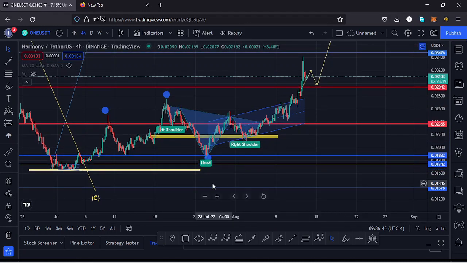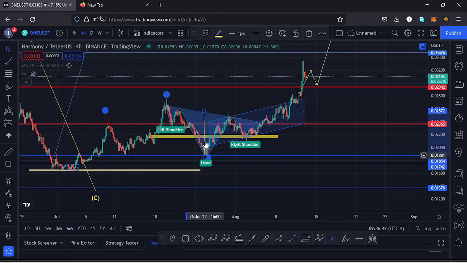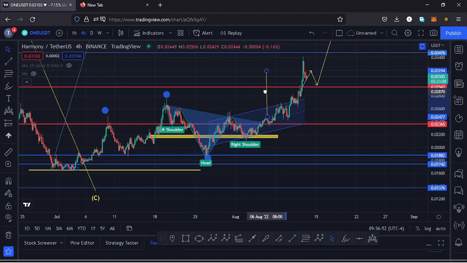This is a pattern that normally breaks to the upper side, having the target area as the height between the neckline and the head. So using a trend line, I can get the height of that and place it at the area where we started to see that breakout to the upper side.